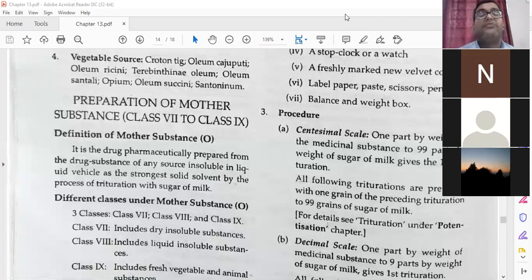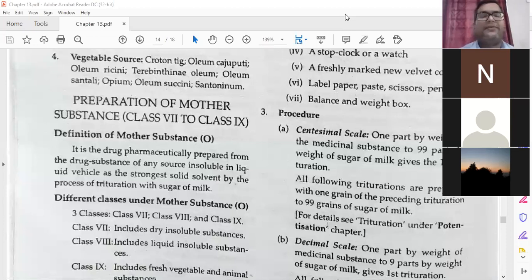There we will see that if there are solid substances which are not soluble in distilled water or purified water or different types of alcohol, then we have to go through the process of trituration. So for these mother substances we go for trituration. That's why it is written: drugs pharmaceutically prepared from the drug substances of any sources insoluble in liquid vehicle, with a strong solid solvent, by the process of trituration with sugar of milk.